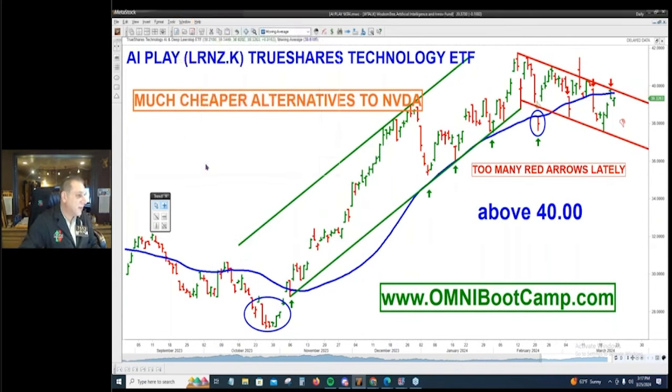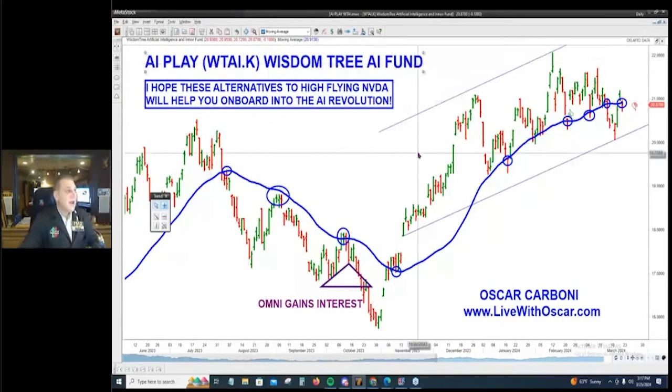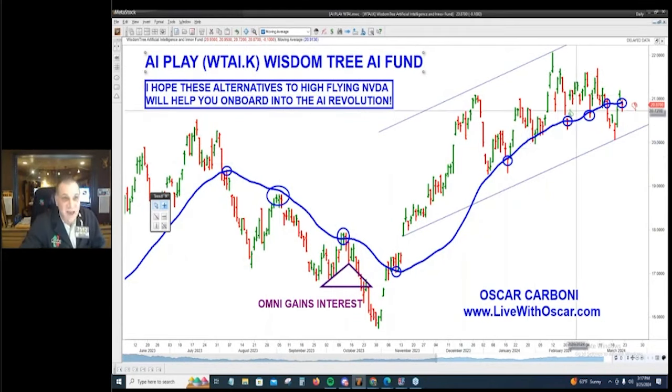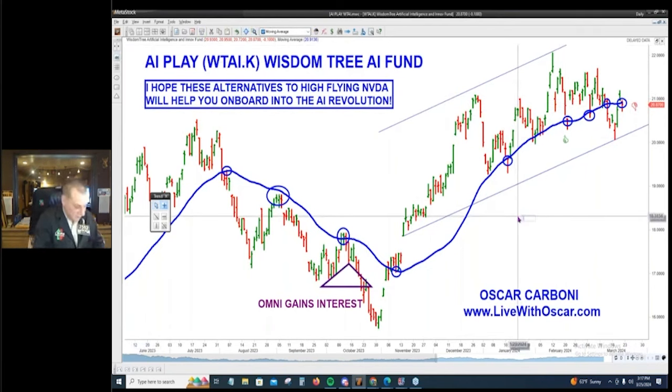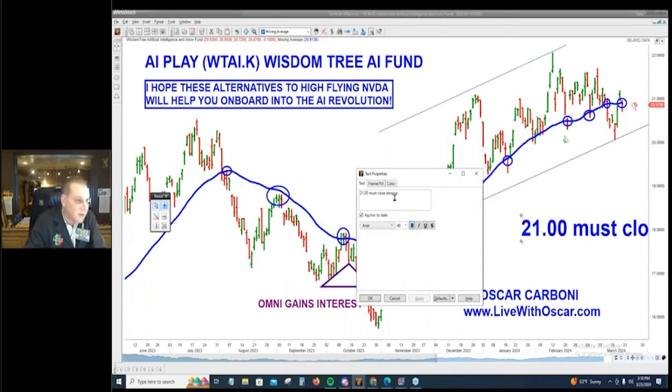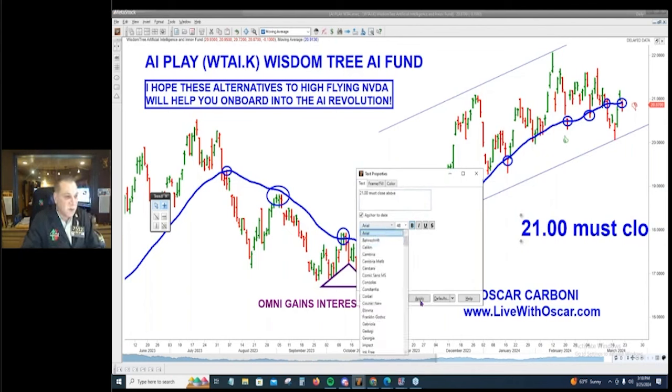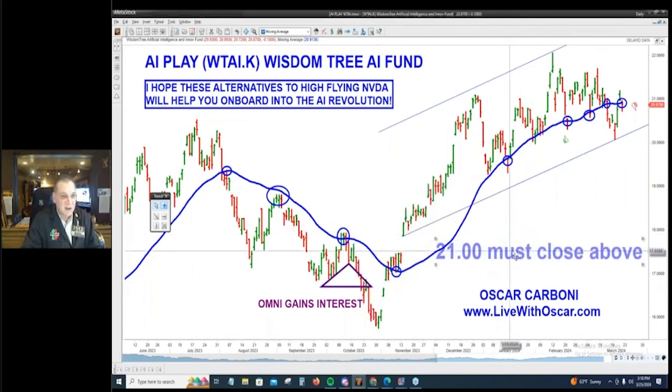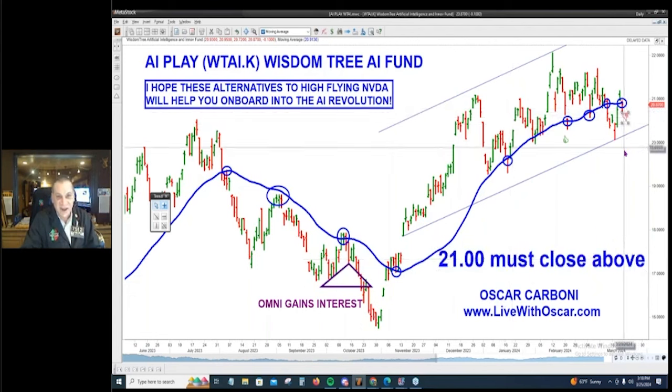What else was in the AI? Yes, we have the AI play, as I like to call them, the WisdomTree AI fund, WTAI. This one as well, if you look right here at the hand, this is where we liked it. Well, it's rallied up, but it hasn't really maintained, and it keeps hovering around the average. Once again, I'm going to give you a number. If you cannot settle this above 21 today, you will pull this one out of your portfolio. So if we can close above 21, then we're good to go. If we cannot close above 21, then I think the red thumbs down means let's remove it.